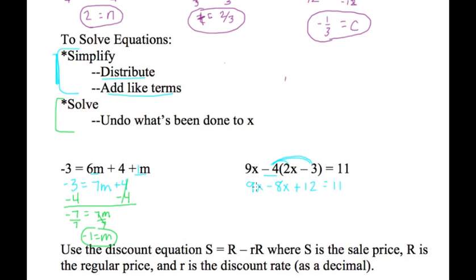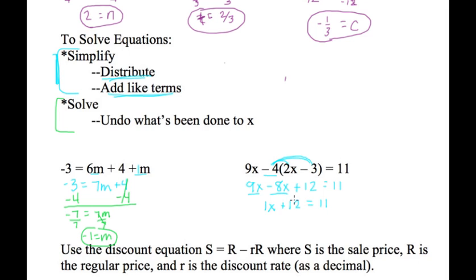Notice every time I finish a step, it looks almost like I have a new problem. All the parts are there. It's all organized. So I have distributed. Next, add like terms. 9x, negative 8x, add to be 1x. Bring down the rest of the problem.